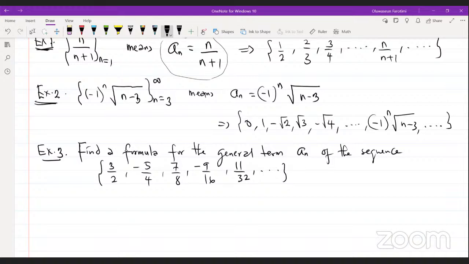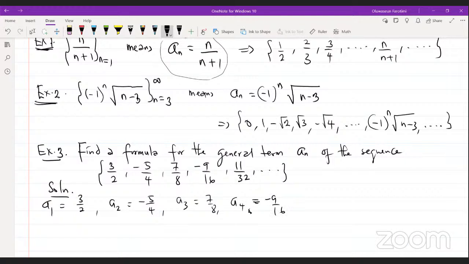There are a few things to check when you want to do this, because you do it based on your intuition. The first thing to do is identify the first term. The first term is 3/2. The second term is negative 5 over 4. The third term is 7 over 8. The fourth term is negative 9 over 16. What is the fifth term? The fifth term is 11 over 32. Of course, on and on.